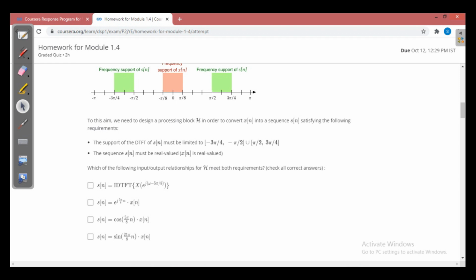Let's see the first one, s of n is equal to the IDTFT of X of e power j omega minus pi by 8. Now, the second one, the first option: they have given s of n equal to the IDFT of e power j omega minus 5 pi by 8.